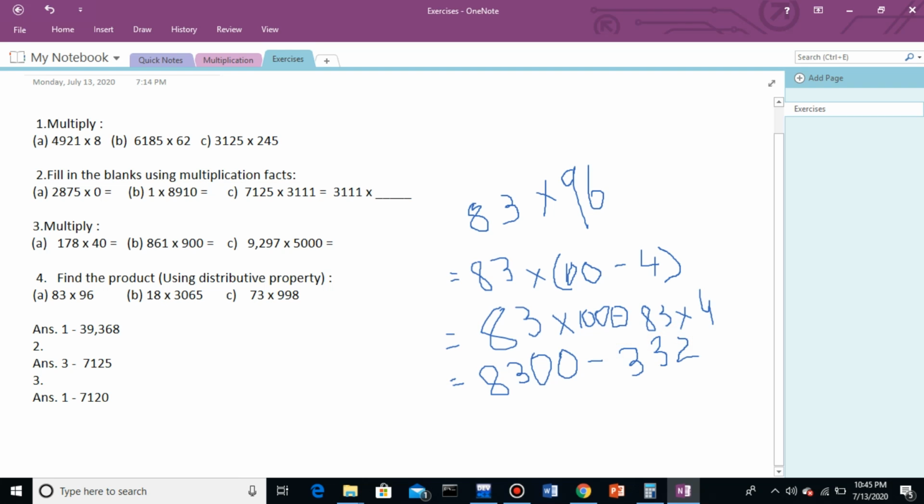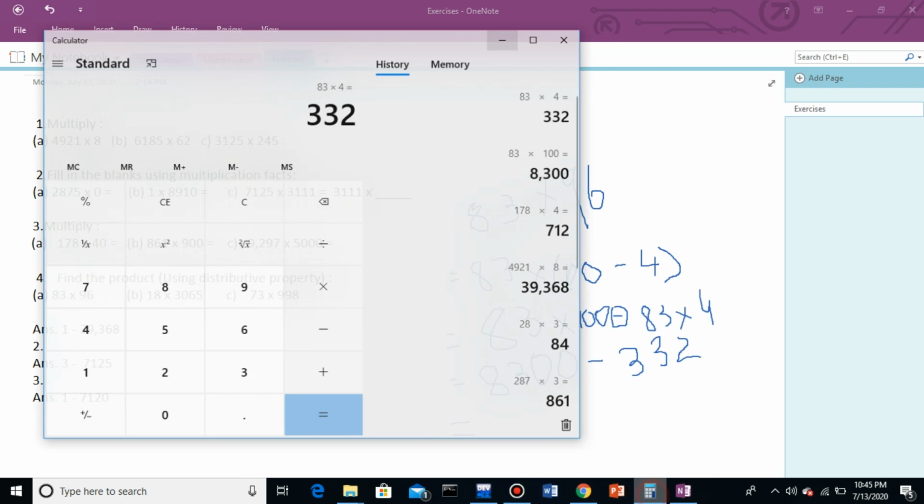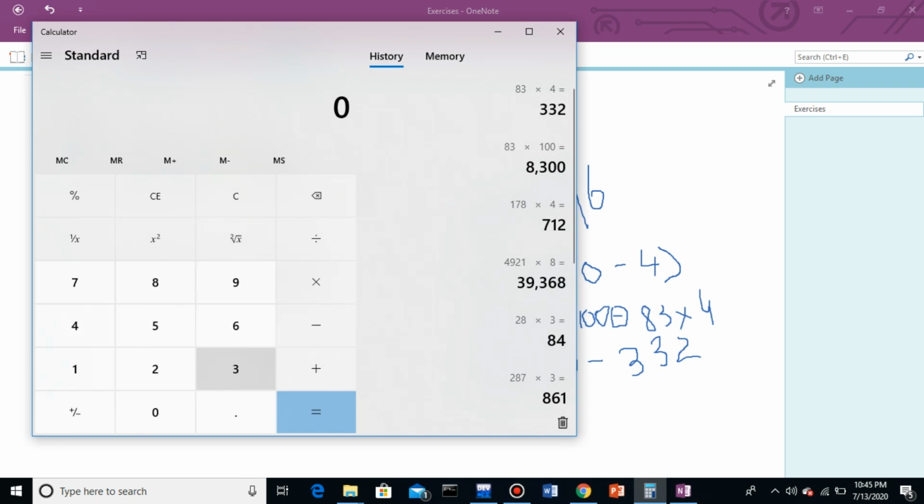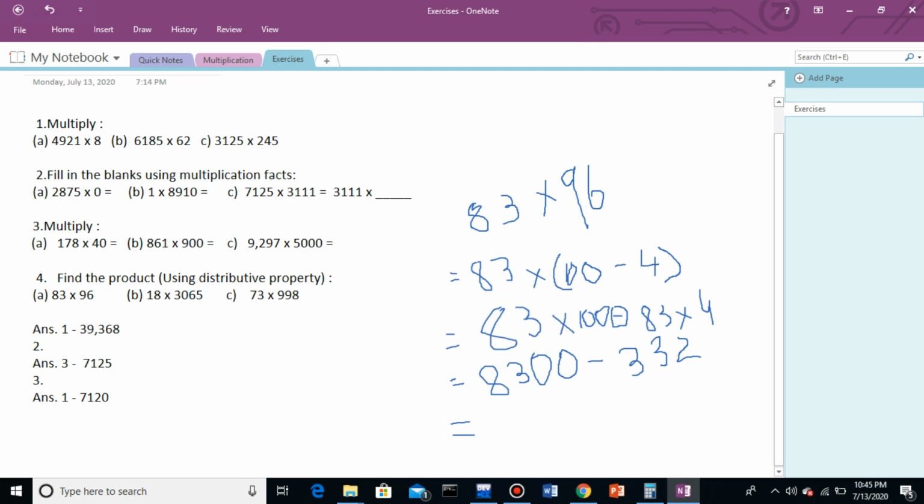Okay, so the answer will be now, let's check in the calculator once again. Clear. 8300 minus 332 equals 7968. So the answer will be 7968. That was the answer of 83 into 96.